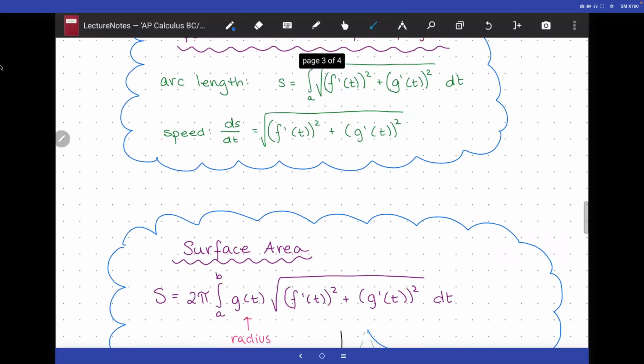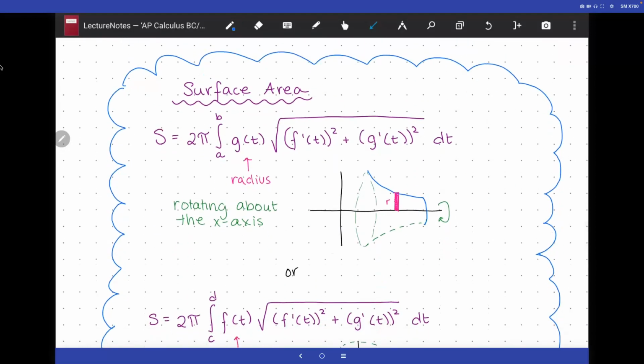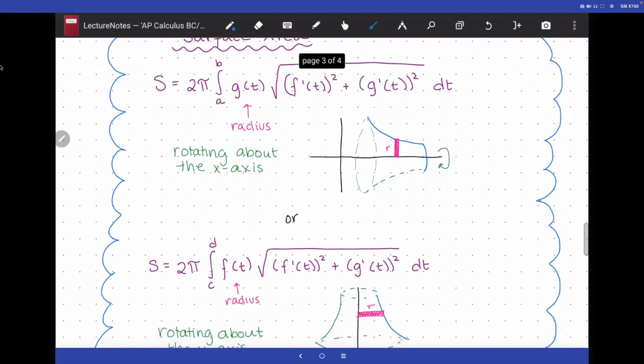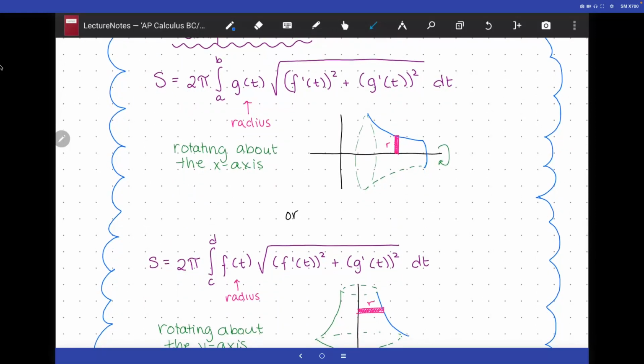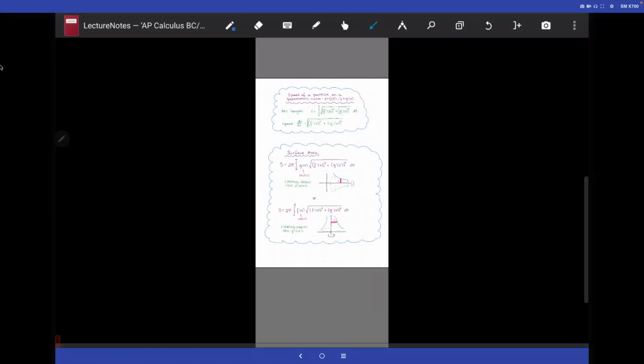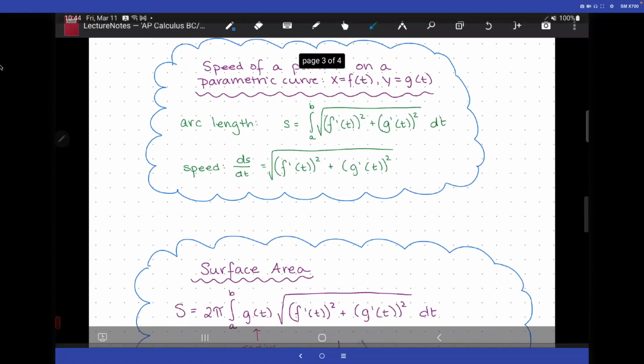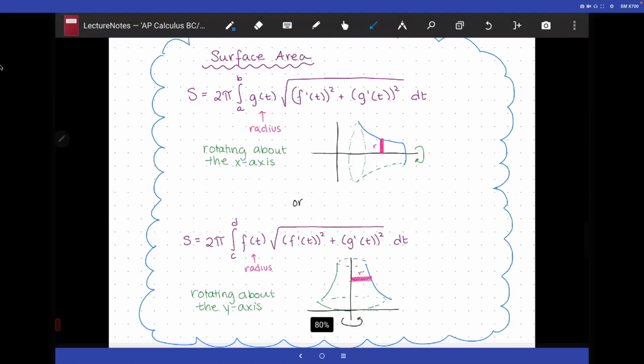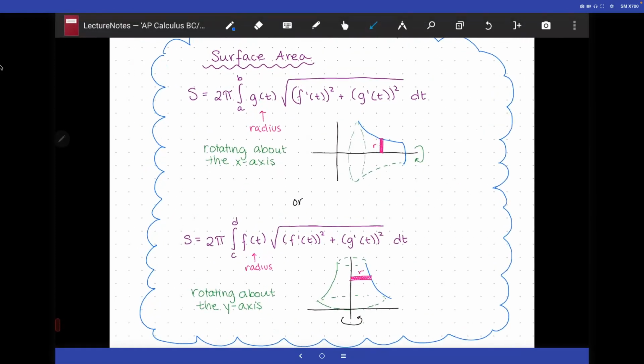So that brings us to surface area, our last topic. There you go. You can read that, right? Let me see if I can make this bigger. Is that too small? Can you read that, though? Okay.